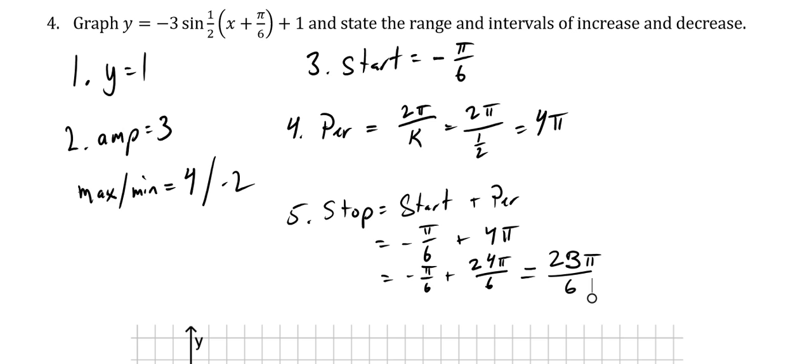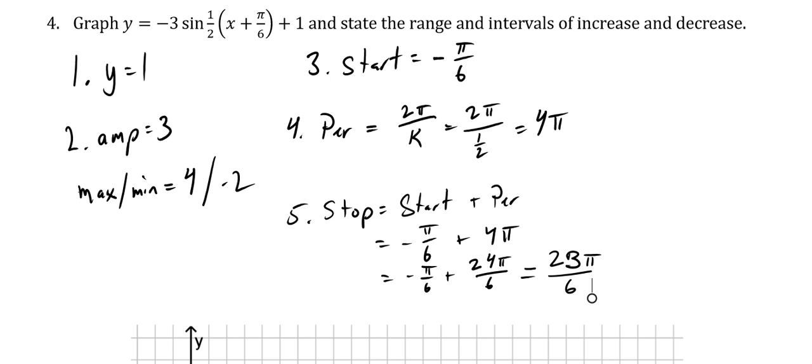So my period should be getting bigger. If one cycle happened in this amount of space, I'm going to stretch that to happen in a bigger space, so my period needs to be bigger. So I'm dividing by a half, which makes it bigger, so it's 4 pi. And then the last question is the stop, which is where we start plus the period. Do a bit of fraction math: 23 pi by 6, a little bit nasty, but that's what happens.